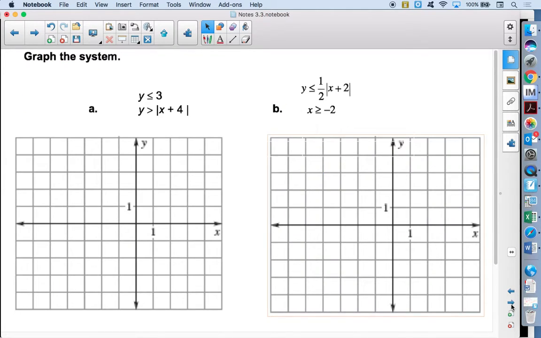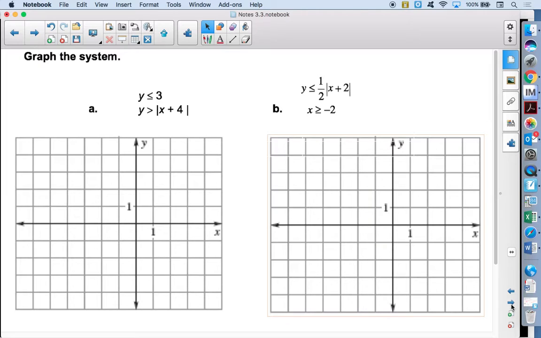All right, so underneath this are two more graphs. These graphs have absolute value in them, so you don't just have to have linear inequalities. If we graphed circles before we got to this, we could be graphing circles. If we happen to talk about graphing parabolas, we could be graphing parabolas. So it doesn't always have to be just lines.